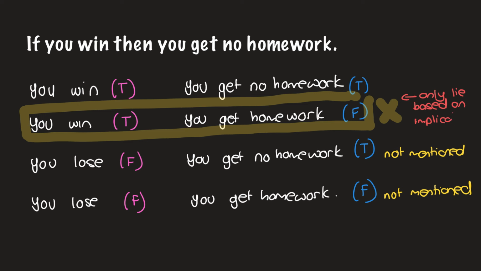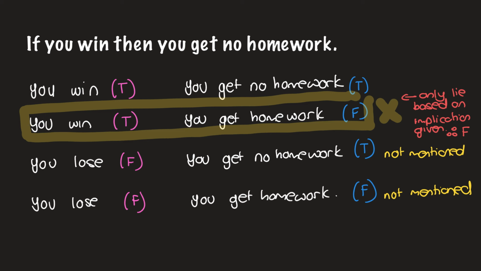So based on the implication given, we are going to say that this data pair is going to be false. So if we had to write this as an implication, it's going to be false.